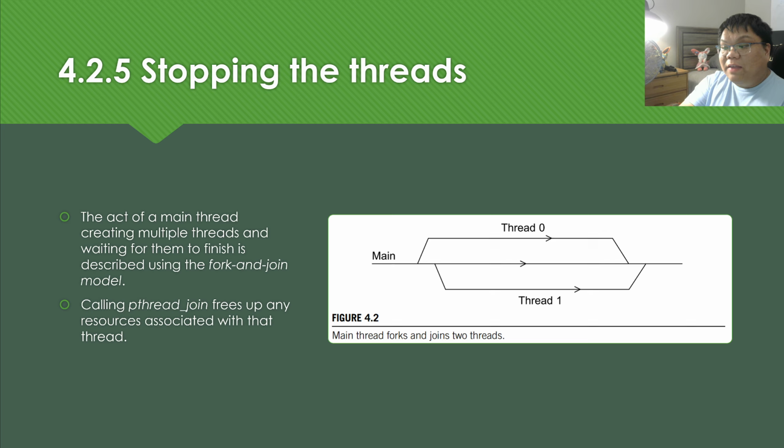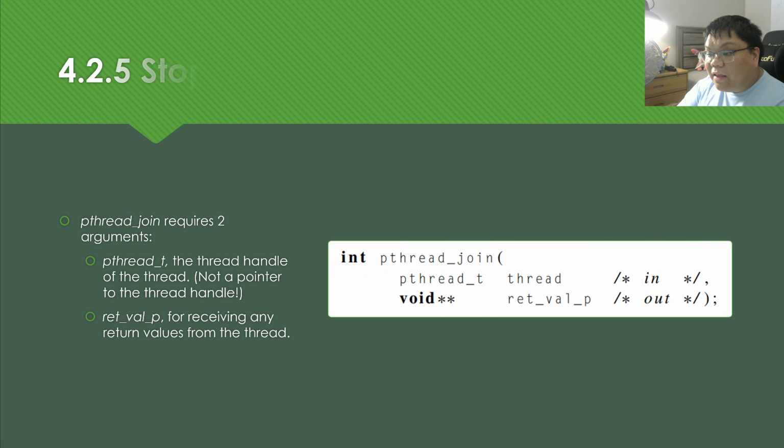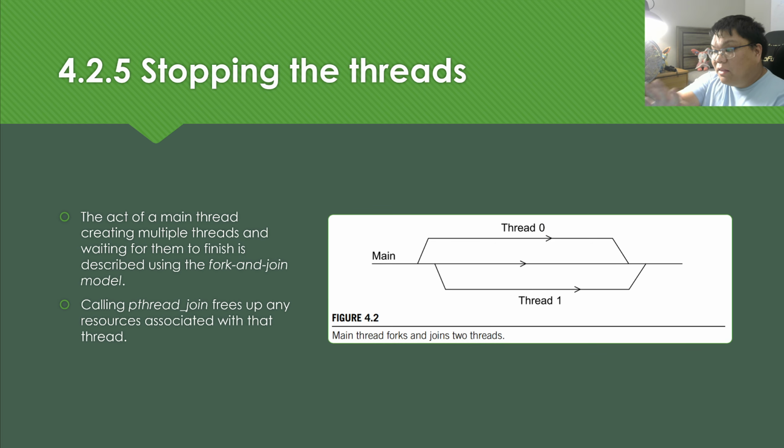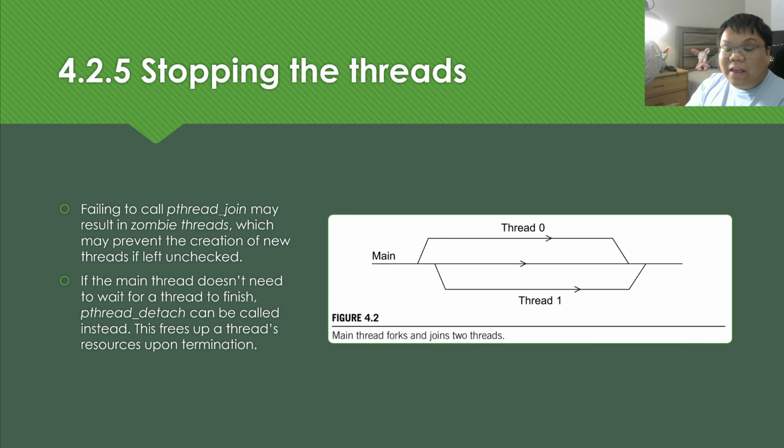So the act of a main thread creating multiple threads and then waiting for them to finish, that is the fork and join model. The main thread forks by calling not pthread join, but rather pthread create. The join part of the fork and join model is accomplished by calling pthread join. You call pthread join for every thread you have.